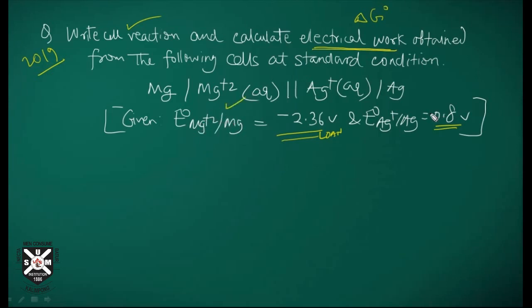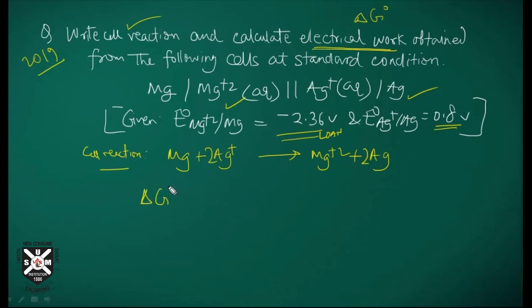So on the left magnesium, on the right silver. So the cell reaction: magnesium became Mg2+, Ag+ became Ag. Number 2 you have to do. Balance the equation. This is the cell reaction. Now to calculate delta G, since you know delta G naught equal to minus nFE naught cell, you have n equal to 2, F equal to 96500. You have to calculate E naught of cell. How do you calculate that?